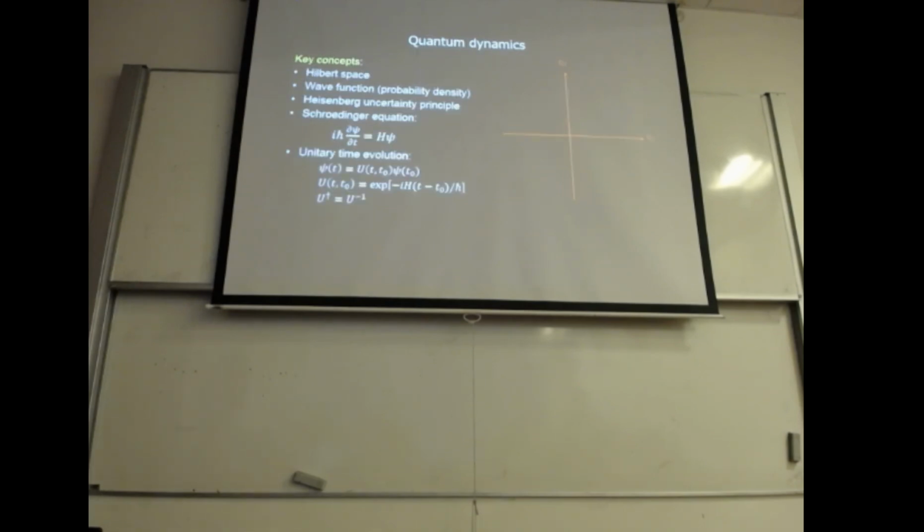Now, quantum dynamics, you can, of course, try to think about all these concepts as well. So we have now the Hilbert space. We have a wave function, which is a probability density function. We have the Heisenberg uncertainty principle. We have the Schrödinger equation, and we have unitary time evolution. Okay?